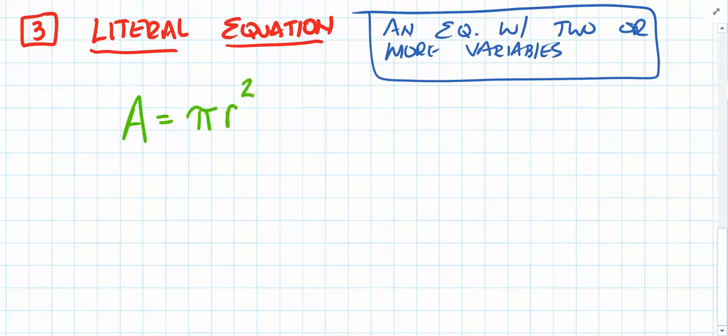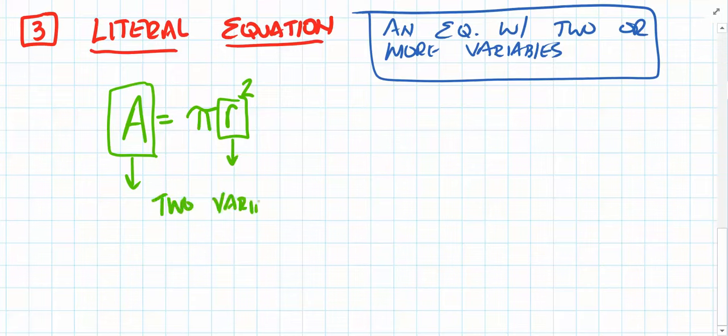Now, why is this a literal equation? You can just shout it out. You don't have to raise your hand. Just shout it out. What is it? Talk to me. It's got 2 variables, okay? A, this stands for area. R, this stands for radius, right? This is the area of a circle. Area of a circle is pi r squared. There, right there, these are my 2 variables, right?